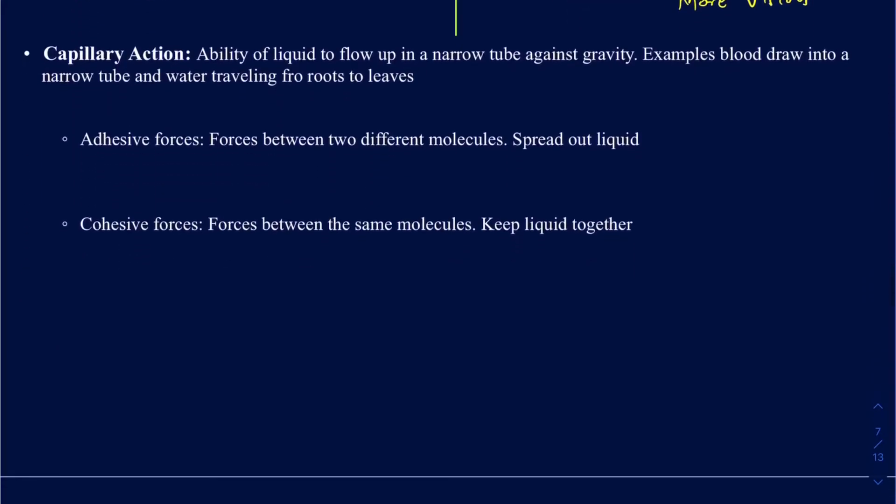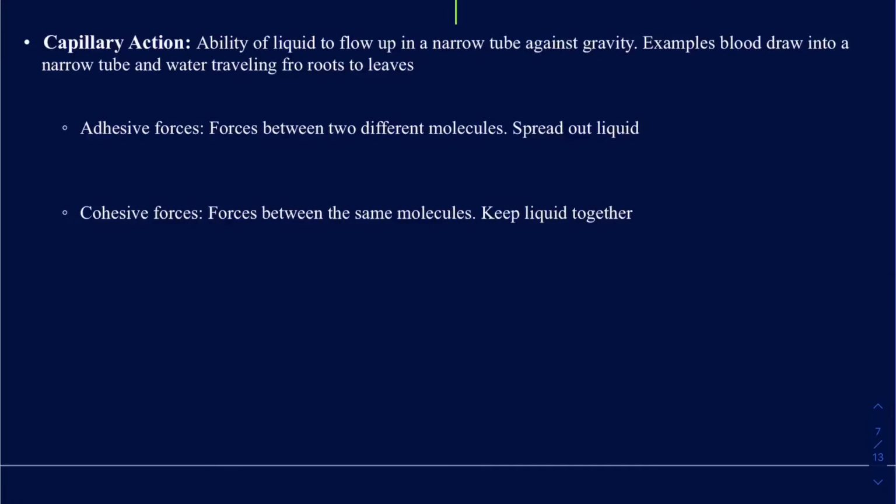Let's talk about capillary action, which is the ability of a liquid to flow up in a narrow tube against gravity. You may have seen plants getting water from the roots. You don't really water the leaves, but rather you water the roots, and the water goes up against gravity from the roots onto the leaves to perform the photosynthesis process.